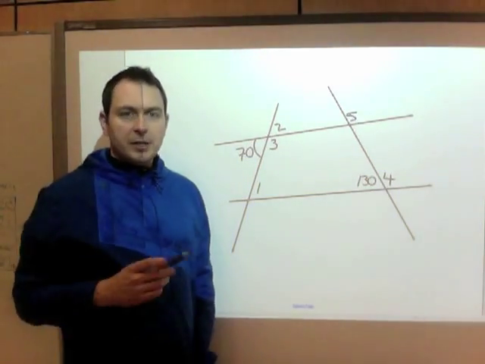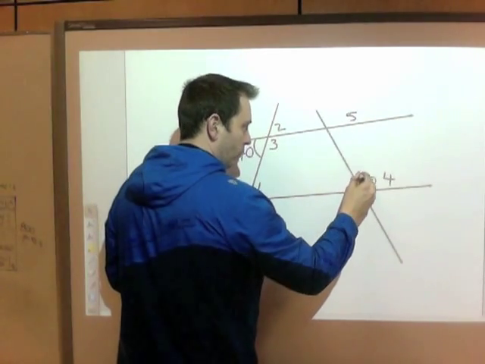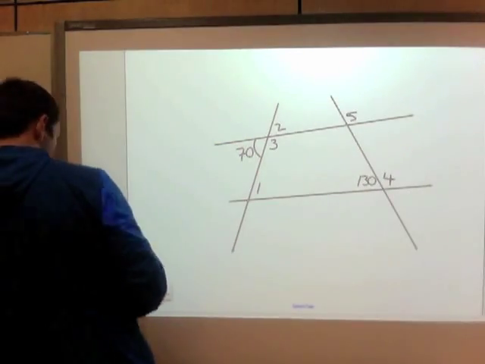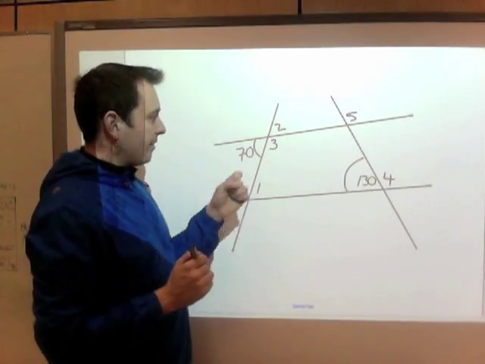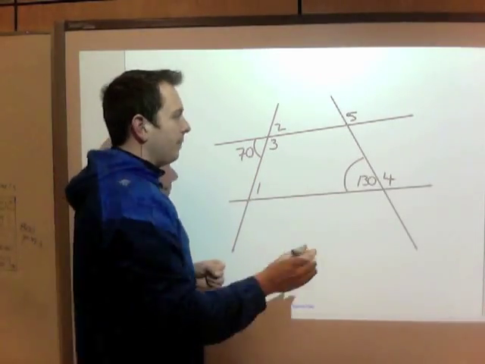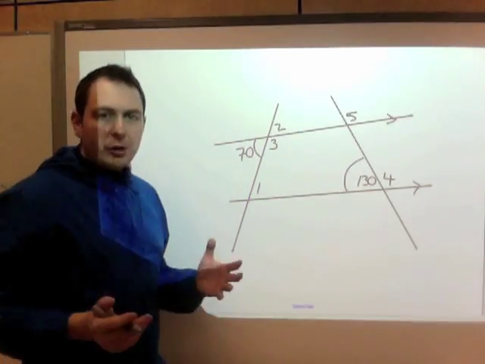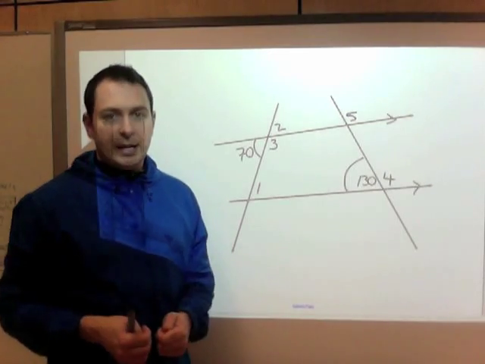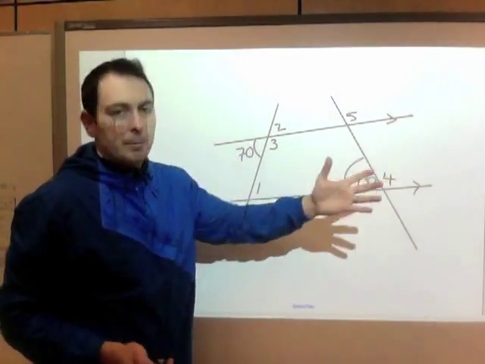Now we're going to work on using some information here. So I have 130 degrees. I have 70 degrees. And I'm going to tell you that these two lines are parallel. If you're not told they're parallel, you can't use these rules that alternate interior are the same. Only if they're parallel can you. And I'm telling you these two are parallel.